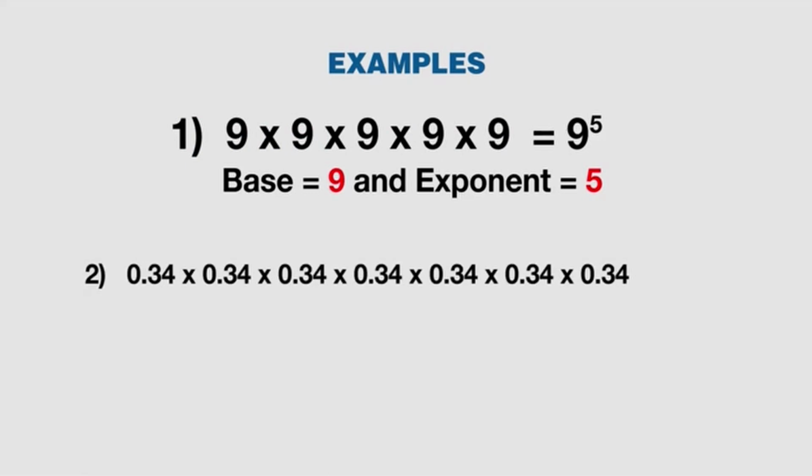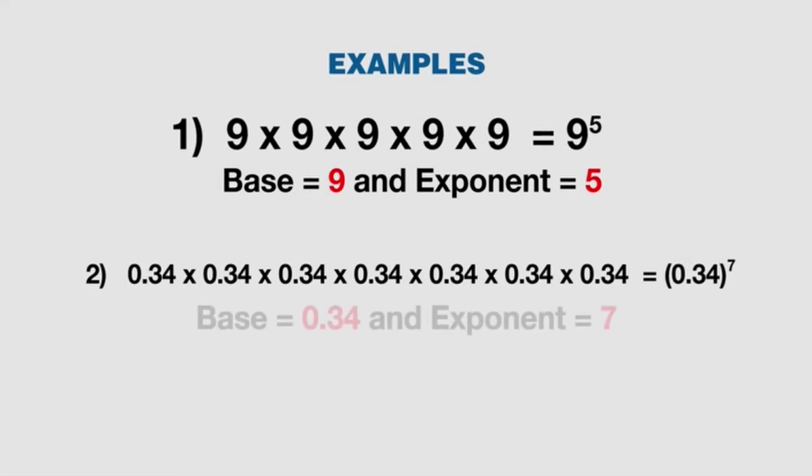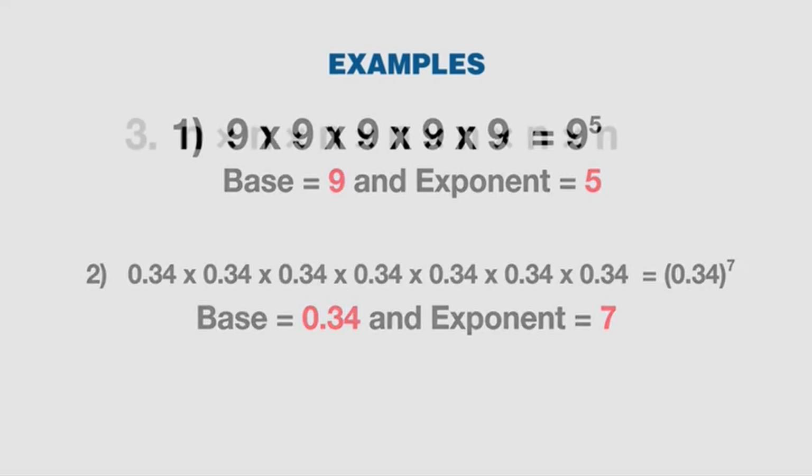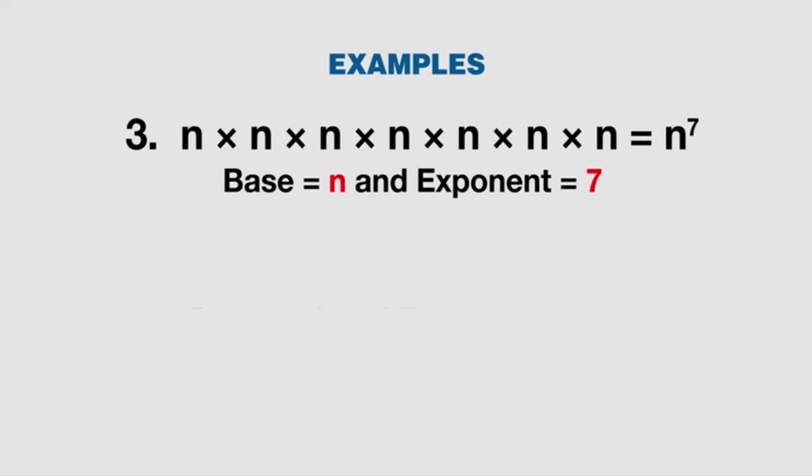Again, we have 0.34 times 0.34 times 0.34 times 0.34 times 0.34 times 0.34 times 0.34. And that gives us 0.34 raised to the power 7, or to the exponent 7. Once again, the base is 0.34 and the exponent is 7. Let's look at the next one. We have n multiplied by itself 7 times. And so in index form, we are going to have n raised to the exponent 7. Then our base is n and our exponent is 7.